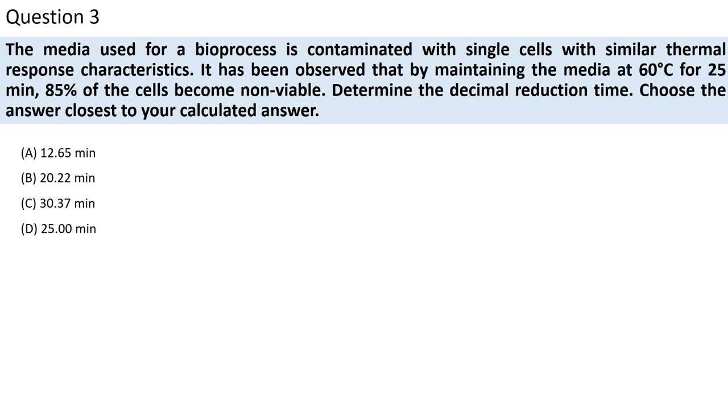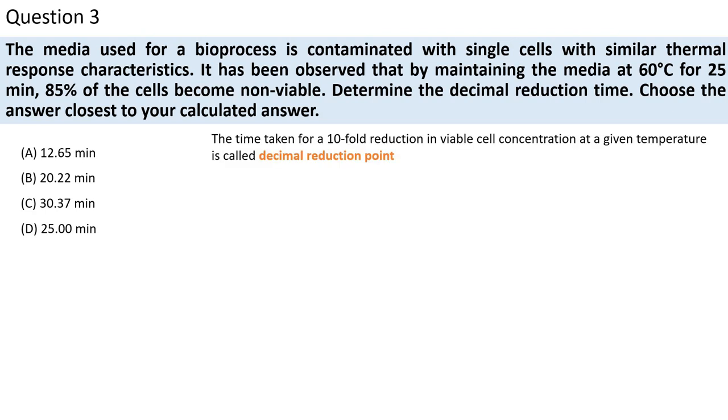As Sir has already discussed, problem solving is a skill. First of all, we have to write down what data has been given and what we have to find. So what is decimal reduction time? That's what we are going to find in this problem. Decimal reduction time is the time taken for a tenfold reduction in the viable cell concentration at a given temperature. Here the formula is D = 2.303/Kd, where Kd is the thermal death constant. So what data has been given?